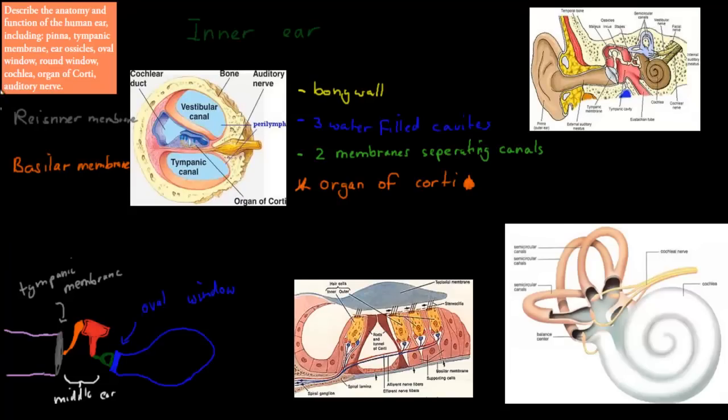Right, last is the inner ear, and the inner ear is made up of lots of different things. This is probably the one which is the most numerous in terms of what we need to know.